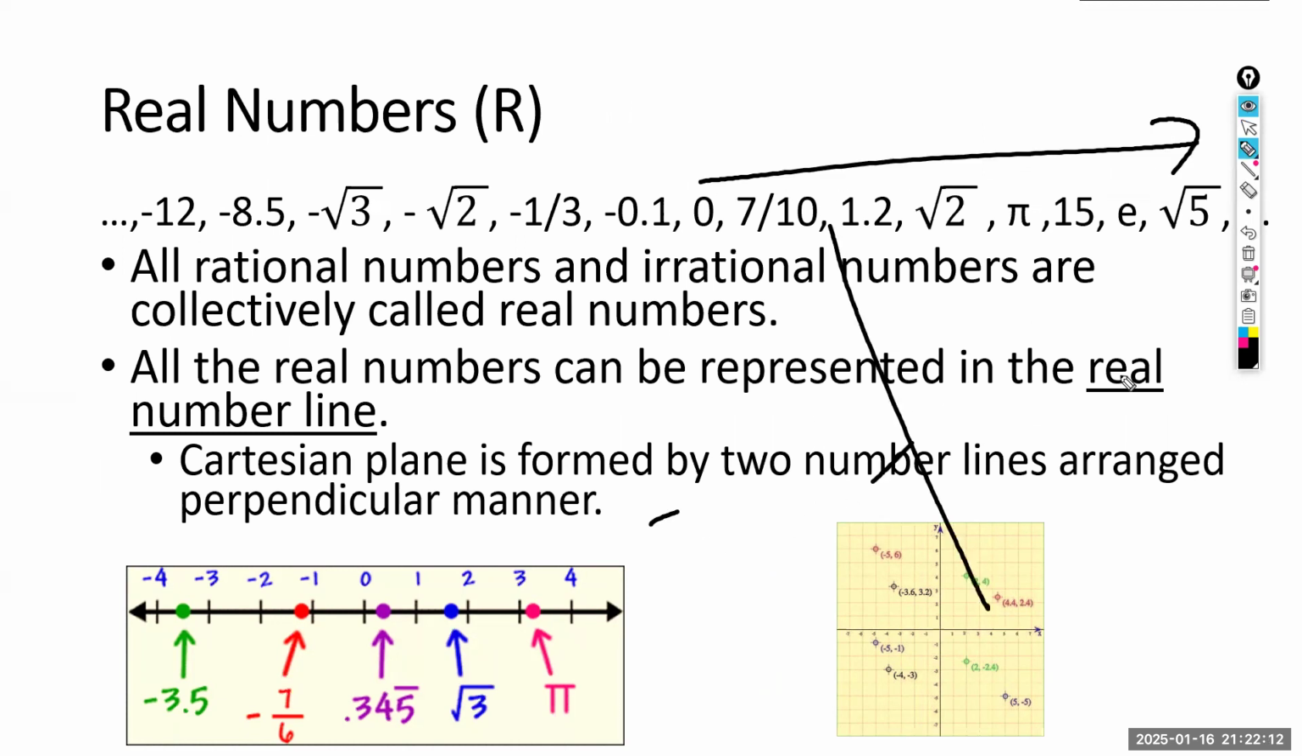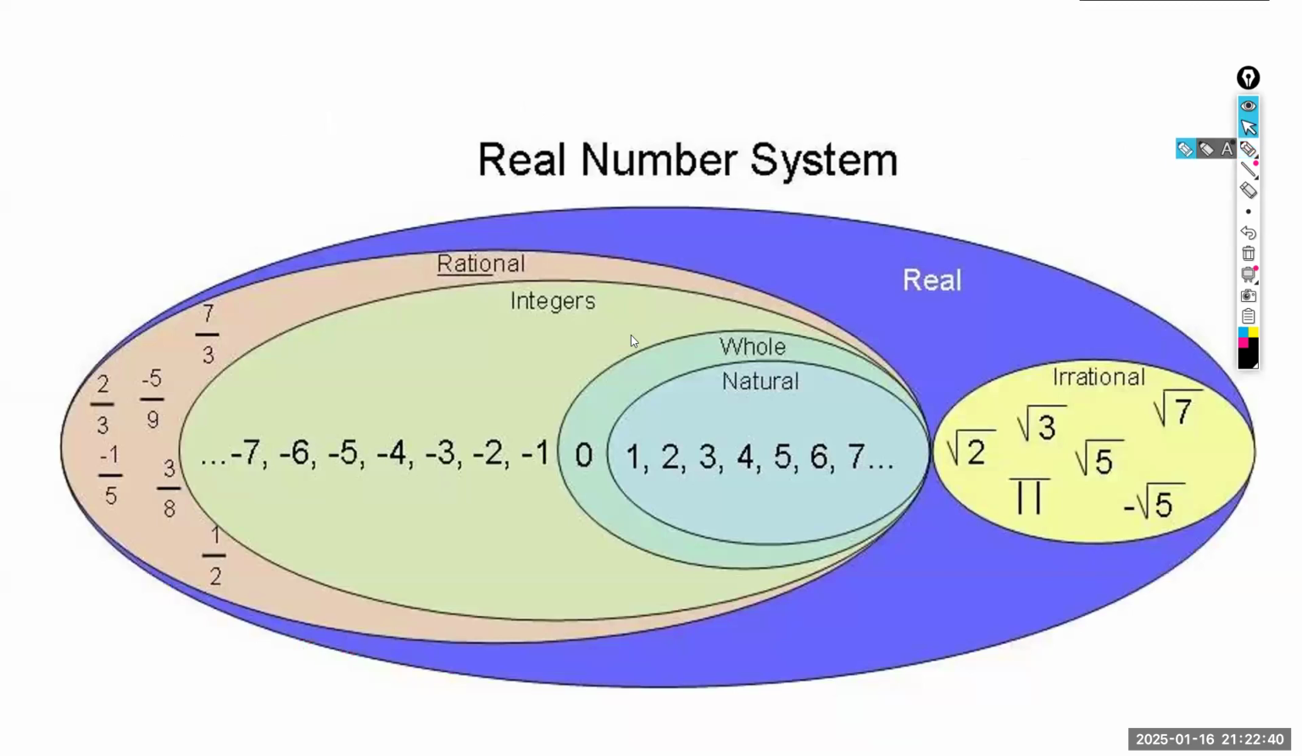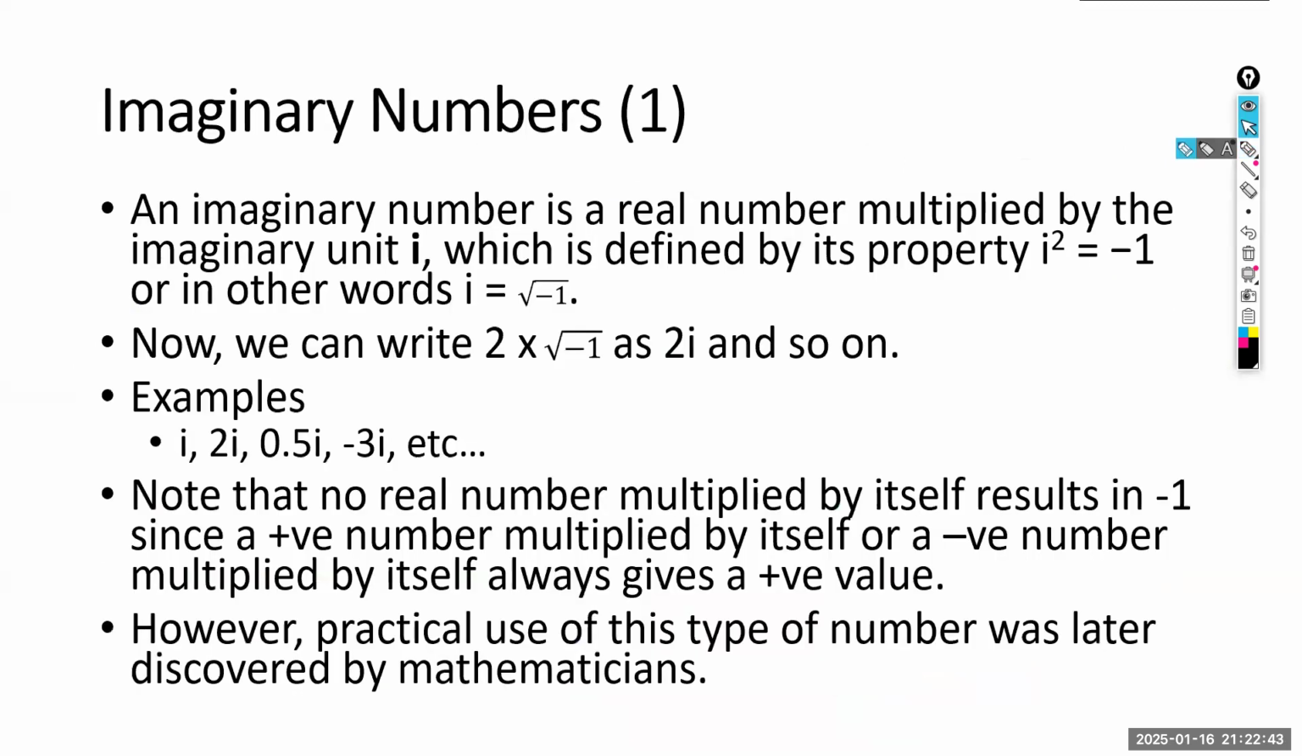And when you draw a number line, basically we draw the real number line. When you draw the Cartesian plane, basically what you have is one real number line, another real number line. So in a Cartesian plane, you can have root 2, you can have 5, you can have 0.3, you can have 1. Any integer, rational number, irrational number can be represented in the real number line. The Cartesian plane is two real number lines perpendicular to each other. Okay.